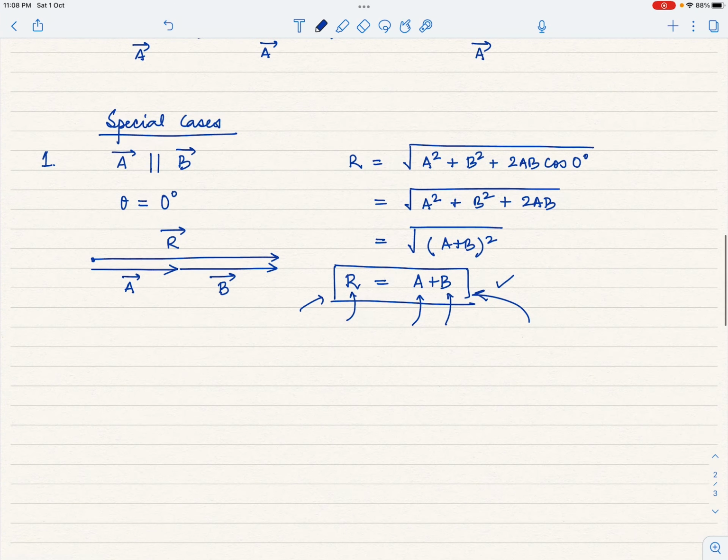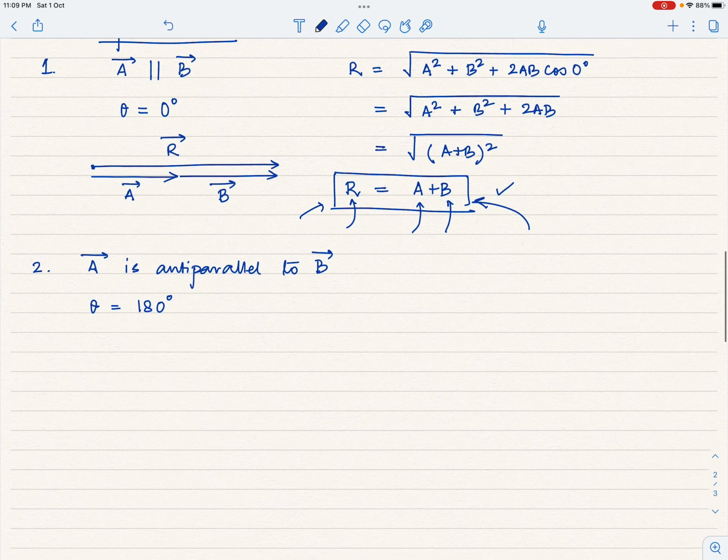Yes. Second special case will be when vectors A and B are in the opposite direction. Vector A is anti-parallel to vector B, which basically means that the angle between the two vectors now will be 180 degrees. Do we understand this? Vector A is like this and vector B is like this. So when we try to find out the angle between them, it will be this angle, 180 degrees, isn't it?